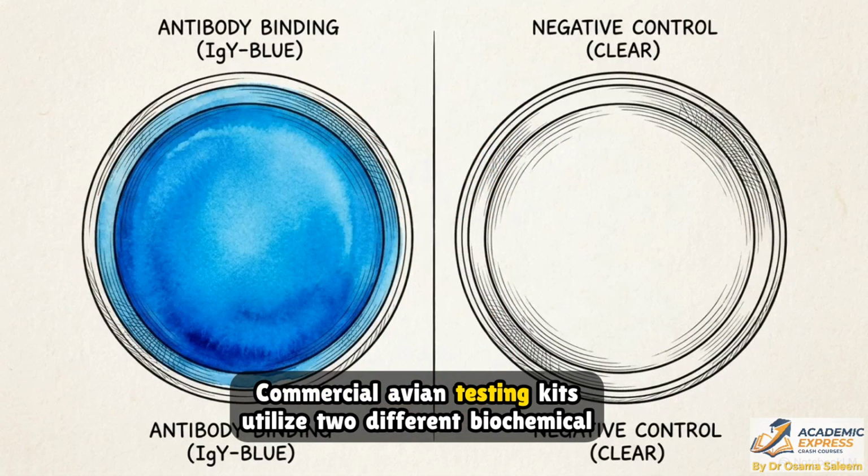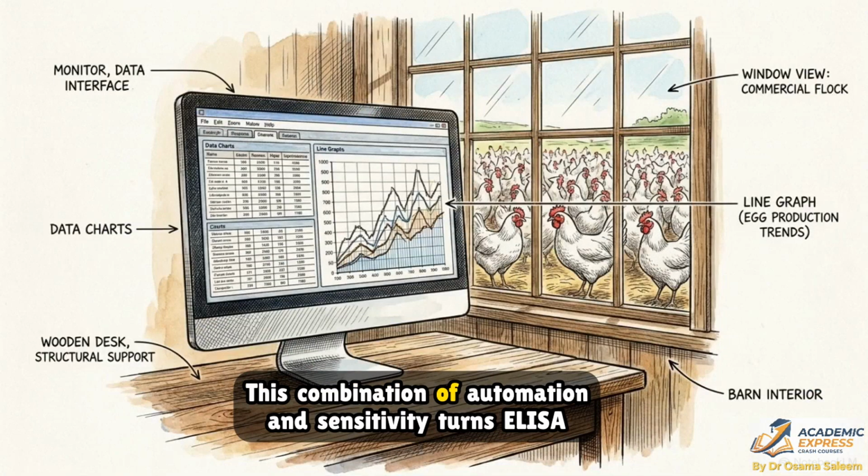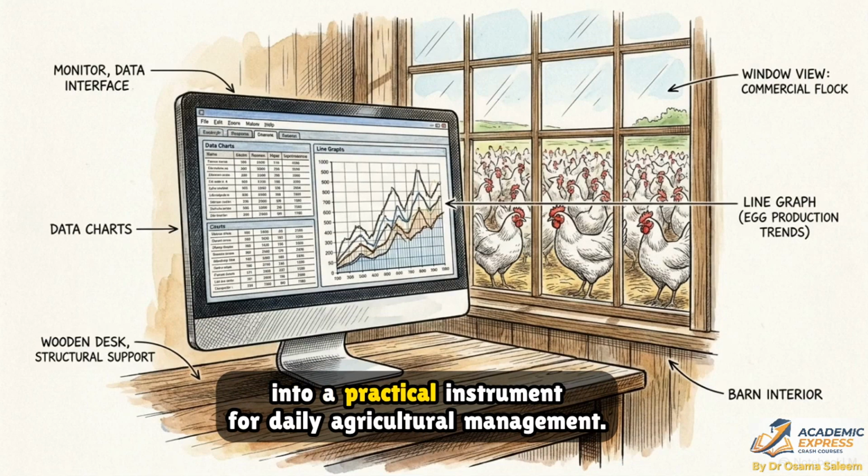Commercial avian testing kits utilize two different biochemical strategies, the indirect format and the blocking format. This combination of automation and sensitivity turns ELISA into a practical instrument for daily agricultural management.